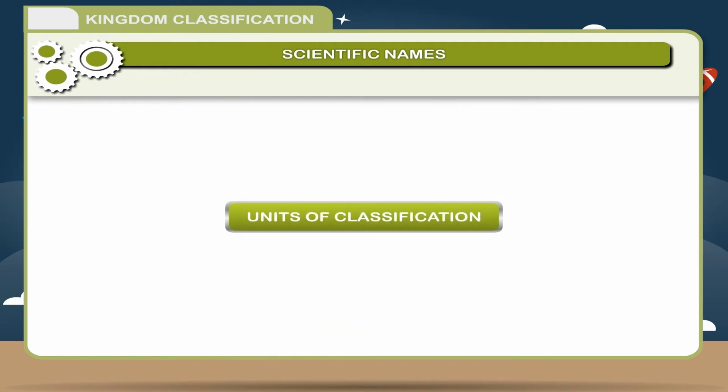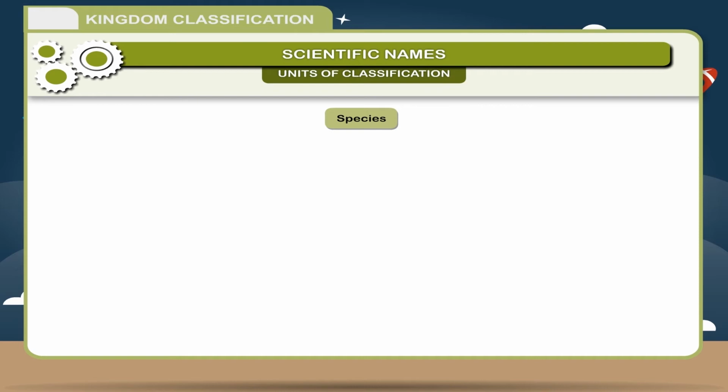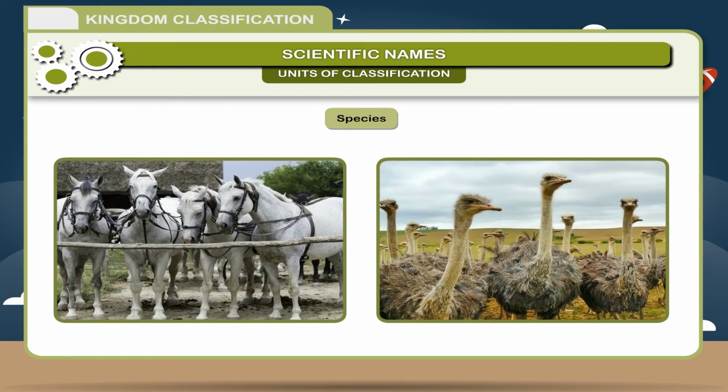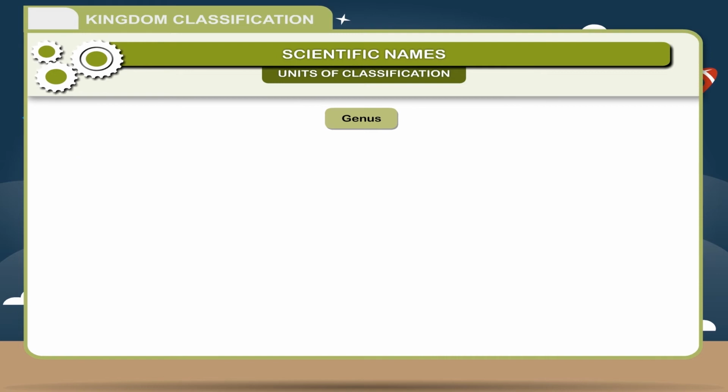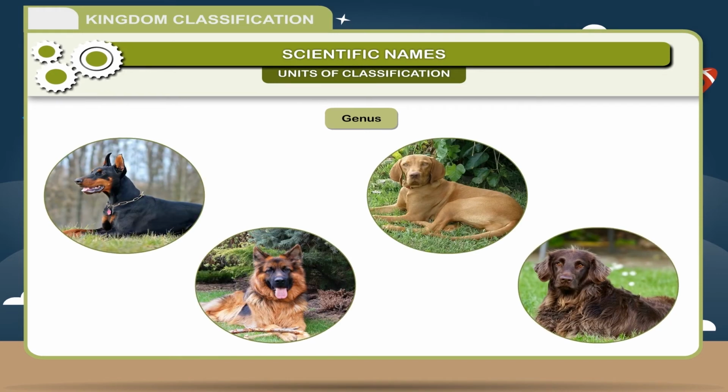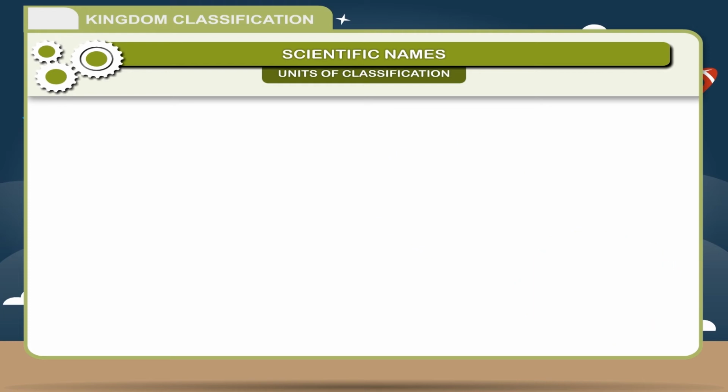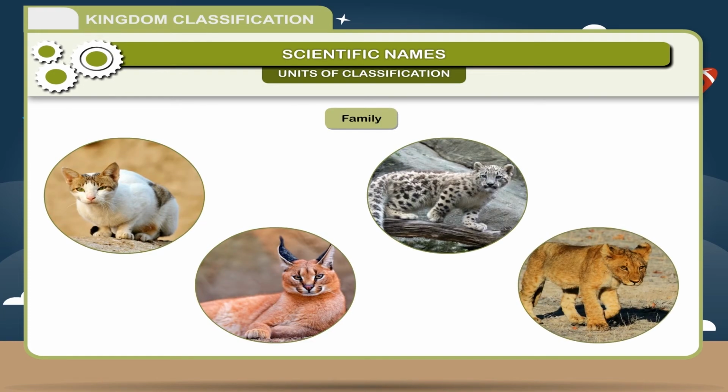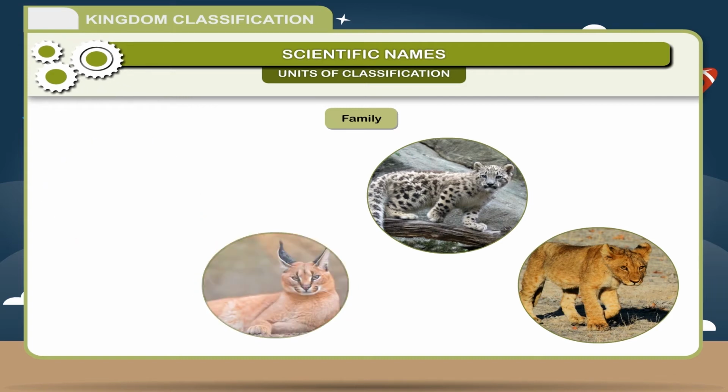Units of classification. Species. Species is a group of organisms which resemble each other in all aspects and breed among themselves. It is the smallest unit of classification. Genus. It is a group of species which are closely related to each other in their structural and functional characters. Family. Many genera which have common characters are placed in one family.